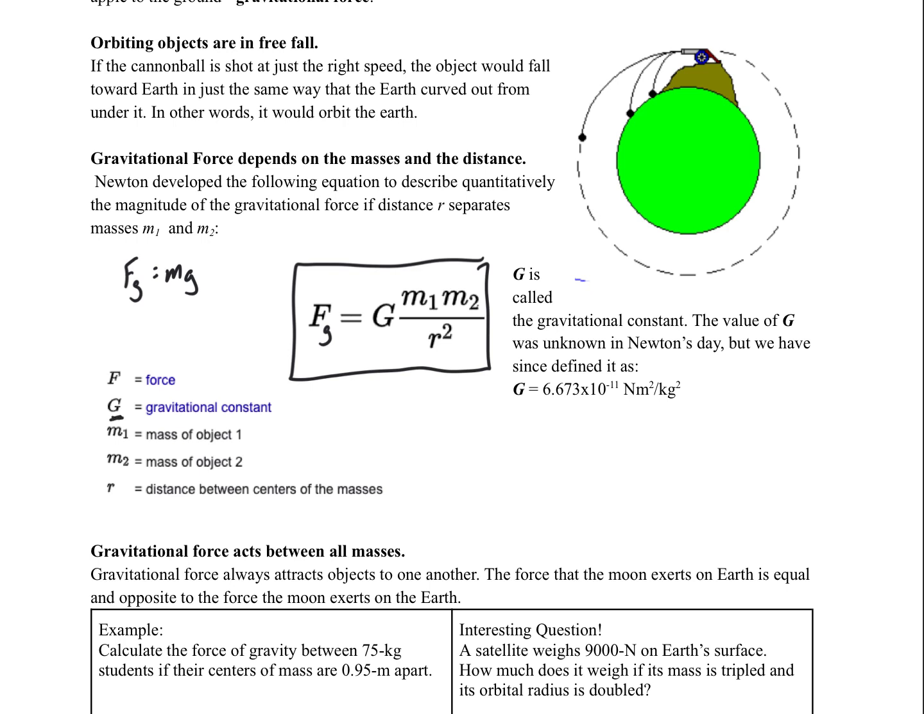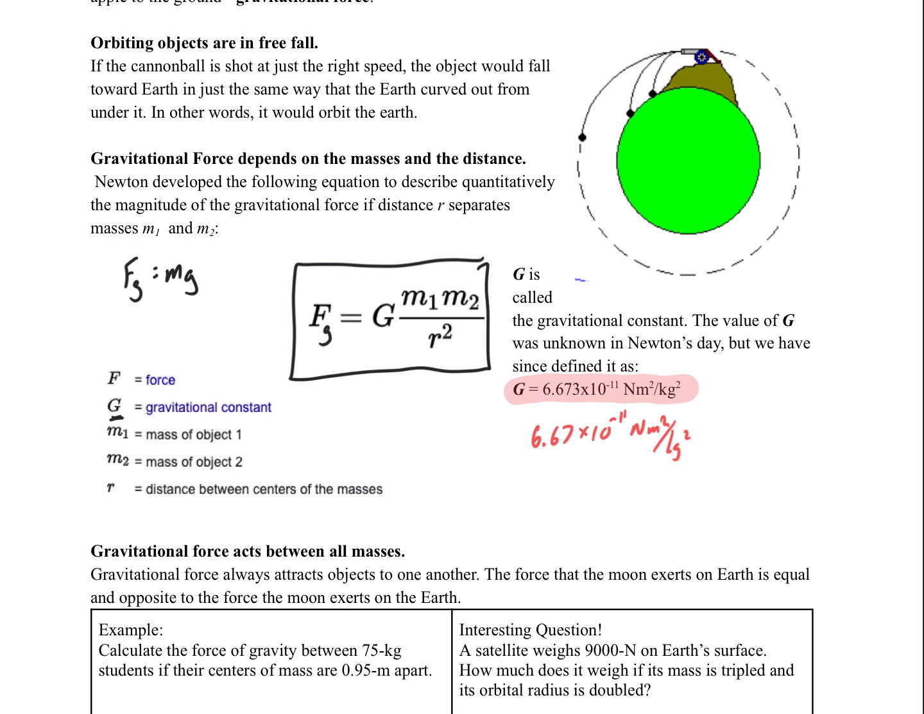Big G is a gravitational constant, and we have its value here. This G is equal to 6.67. We usually use the 6.67 version. But 6.67 times 10 to the negative 11th newton meter squared per kilogram squared. And so most of the time we just end up writing the numbers. But big G is the gravitational constant.